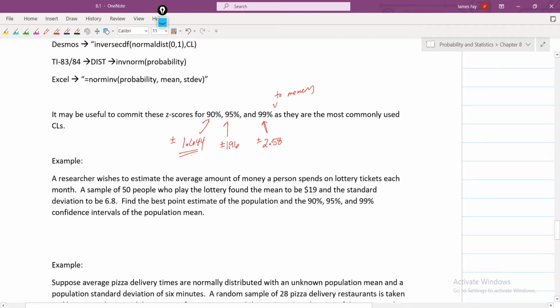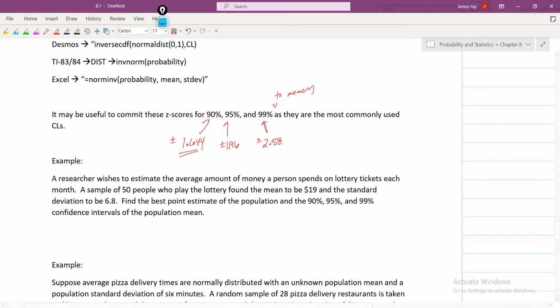All right, so an example of this. We're just going to do one of these and cut this short, and then tomorrow come back and finish the rest of them. So the researcher wishes to estimate the average amount of money a person spends on lottery tickets each month.